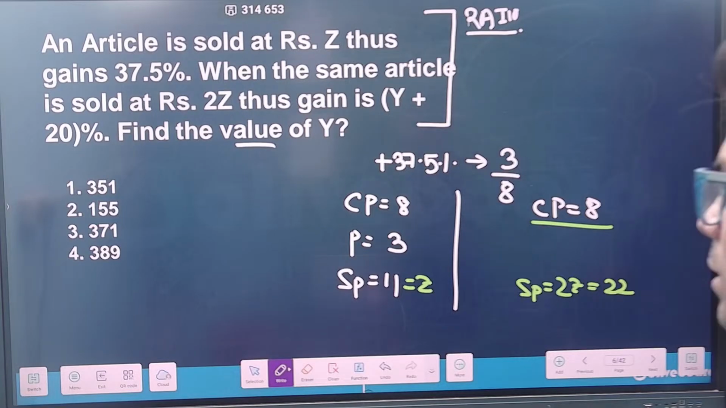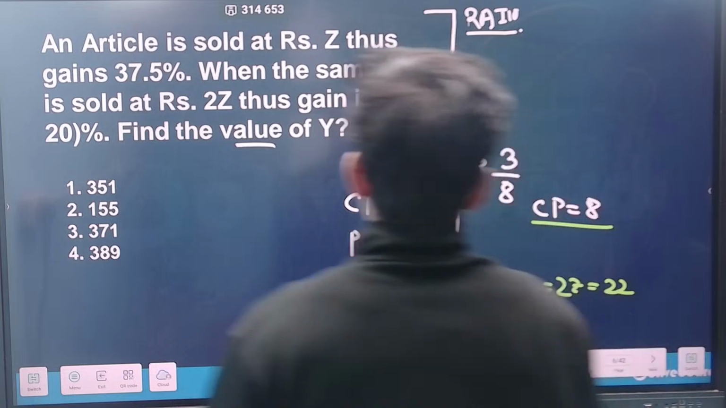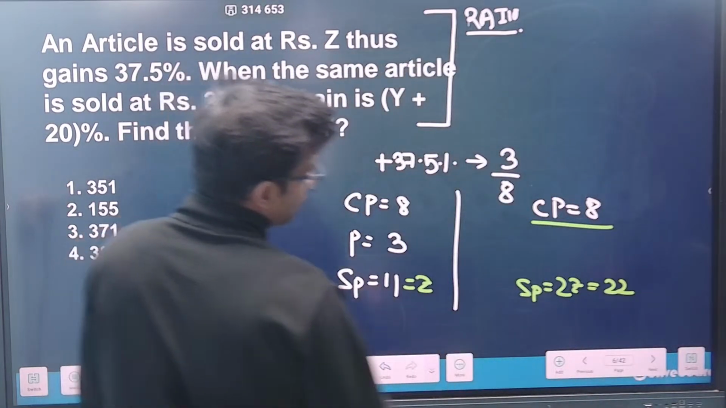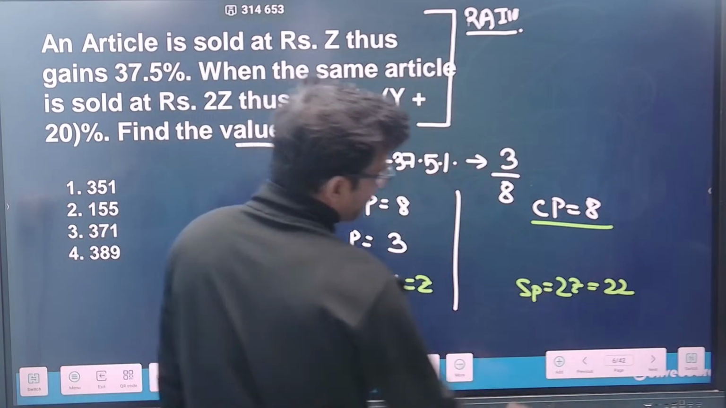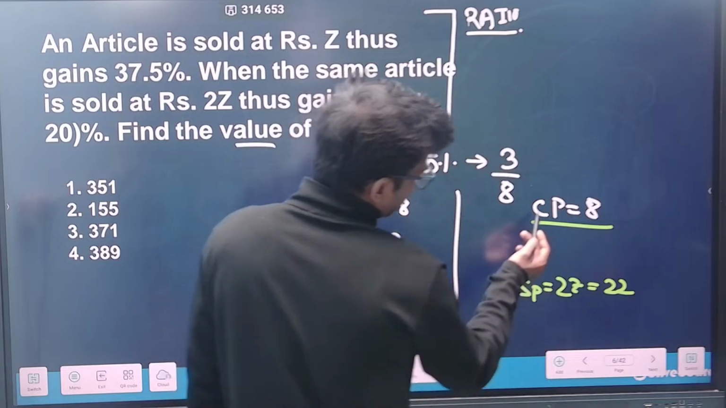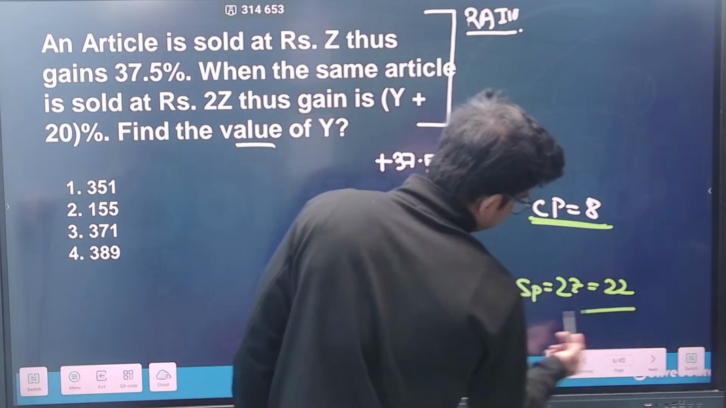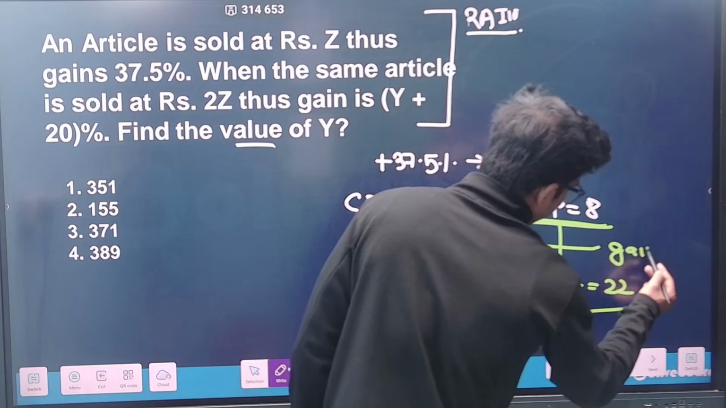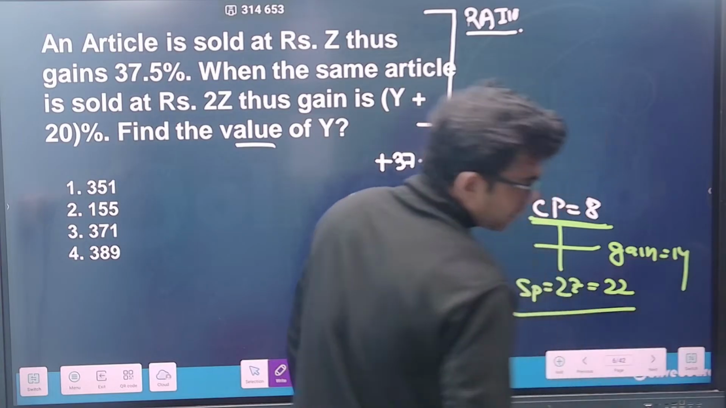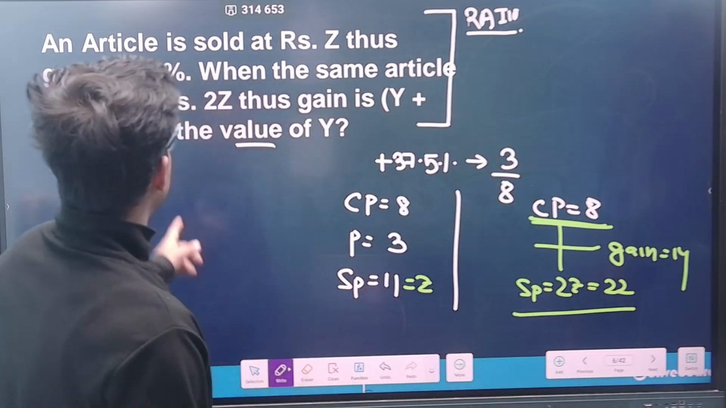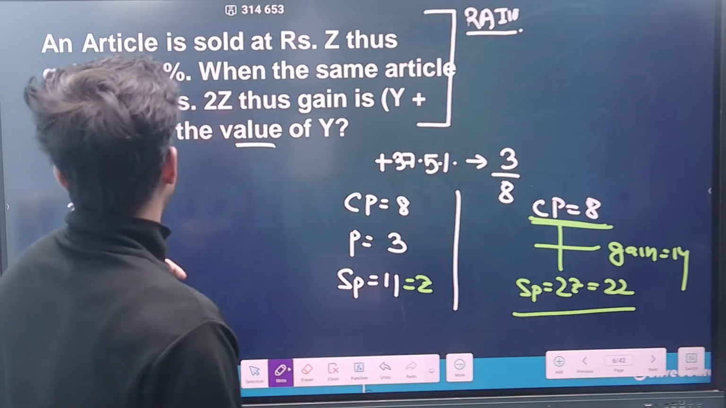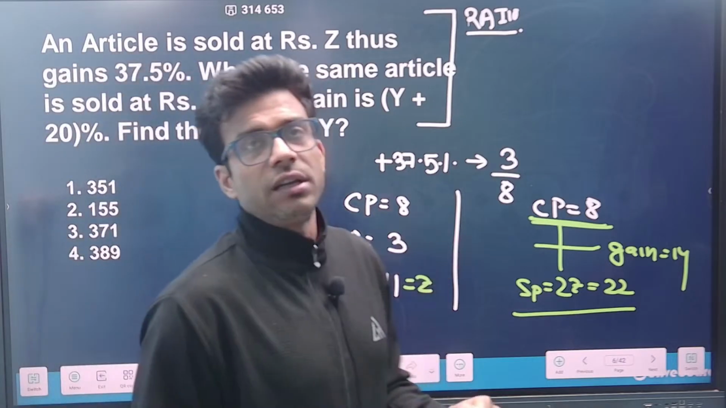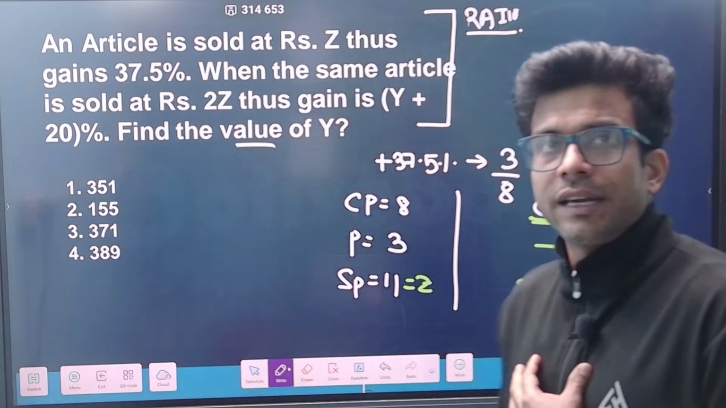No worries in it. So they are saying that, okay, now if I ask you what is the gain? See, if your cost price is 8 and your selling price is 22, I can simply say that there is a gain of how much? 14. Now they're asking, thus gain is y plus. According to you, the gain is 14. According to me, the gain is 14.